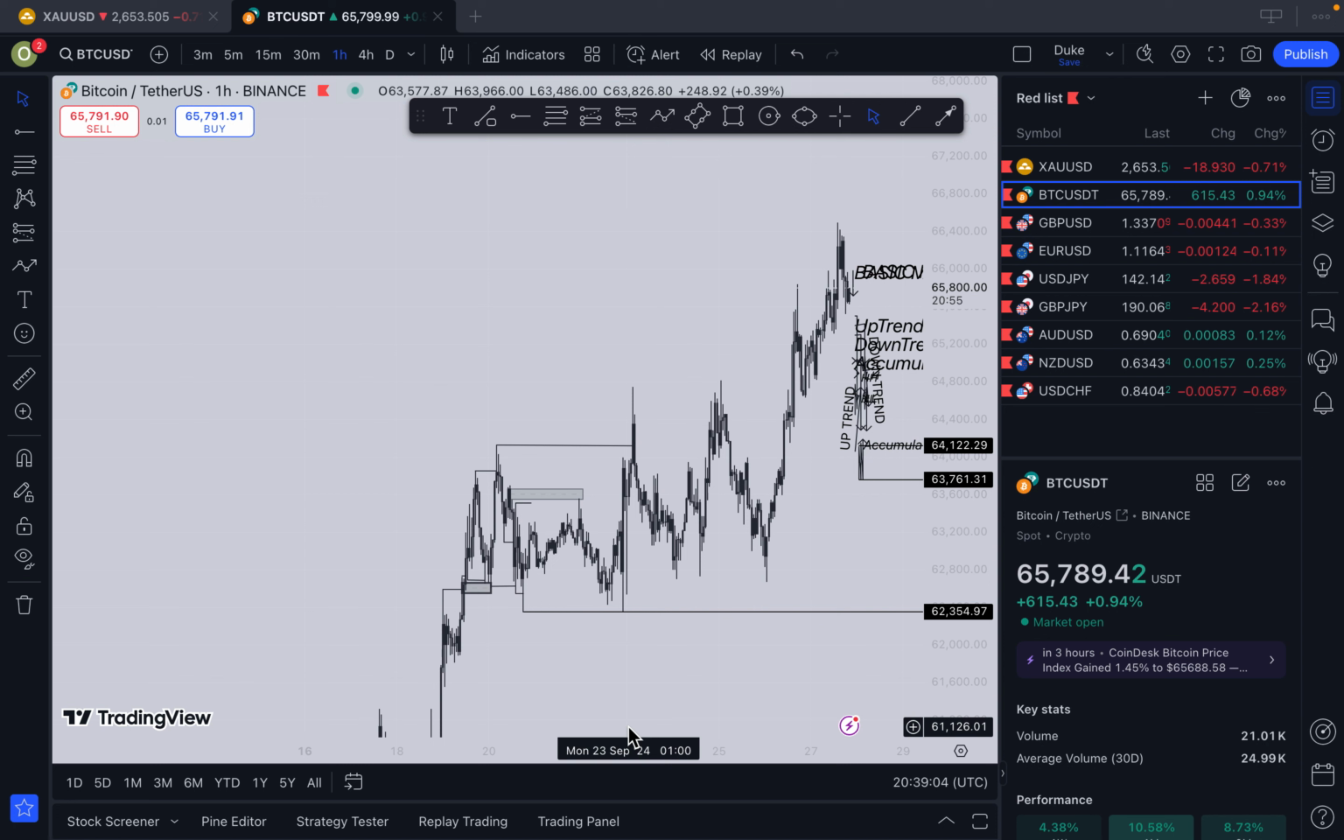Initially I marked this place out as my low. Then I checked and noticed that this is lower than this. So here becomes my low automatically, and here becomes my high automatically. Sorry, I made a mistake when I marked here as my higher high. This is actually my higher high.